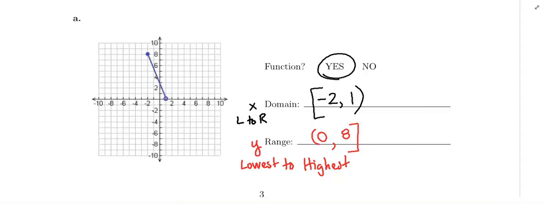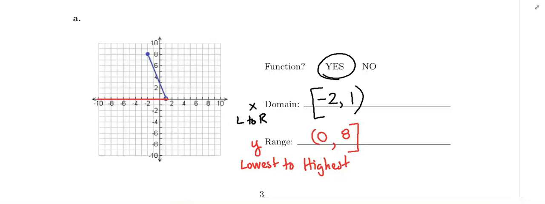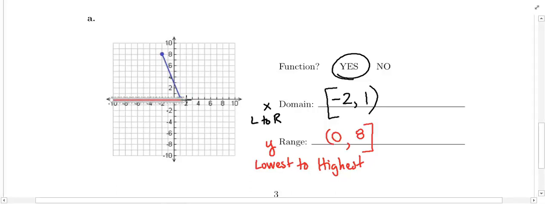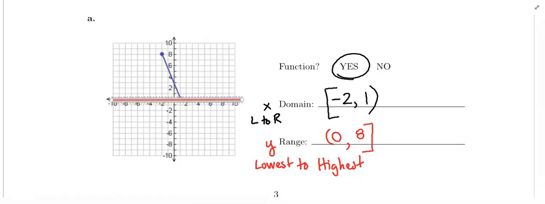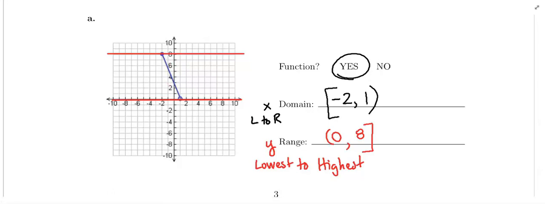If you instead looked at the range, you draw a horizontal line this time through y equals 0, right here, and then you draw a horizontal line through y equals 8. This is the range. Along the y-axis, this graph exists between y equals 0 and y equals 8. So now we're going to try more of these.